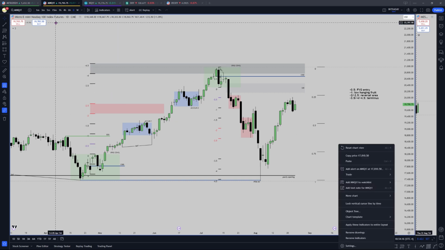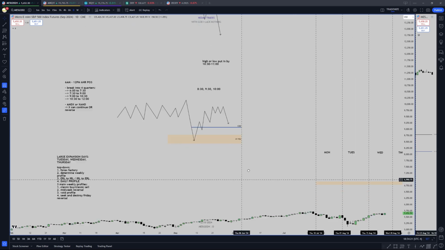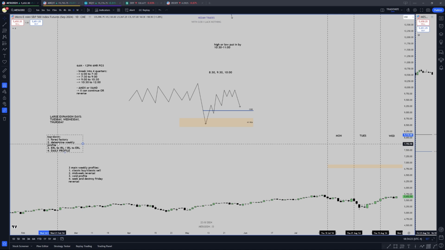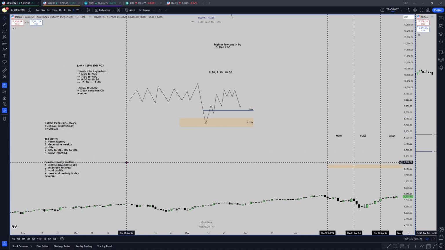Yeah, so this is pretty much, I don't think there's more to what I look for. It's basically just, I look for news, I look at what the weekly profile is, or what I expect it to be, ERL to IRL, IRL to ERL, and then I try to determine what the weekly profile or daily profile would be.